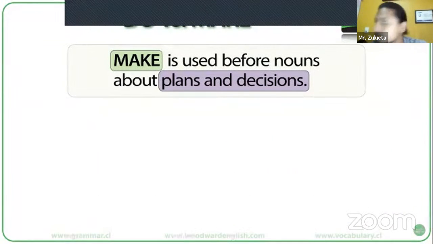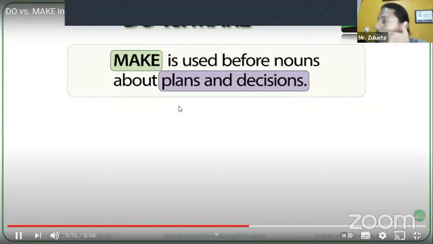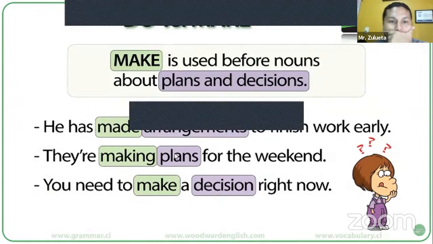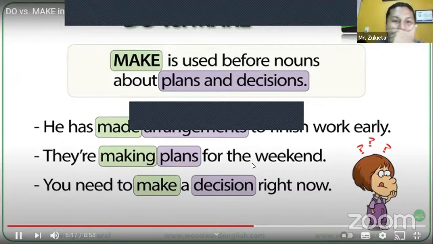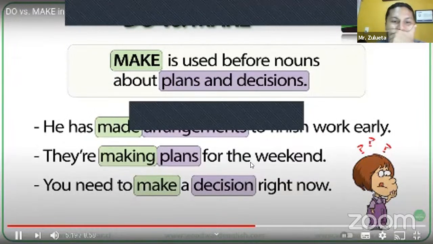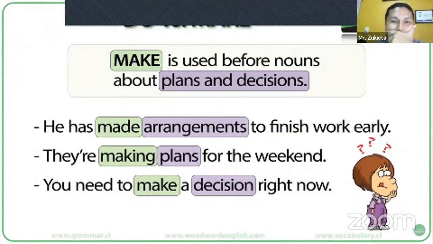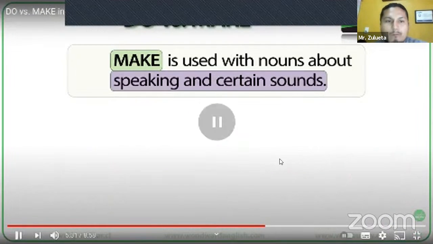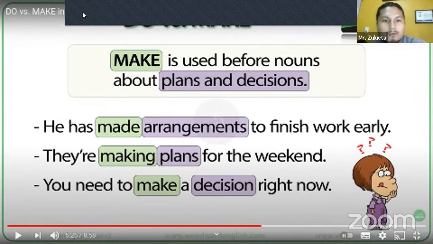You use make before certain nouns about plans and decisions. You make arrangements, make plans, and make decisions. For example, he has made arrangements to finish work early. They're making plans for the weekend. You need to make a decision right now. Okay, so plans and decisions.